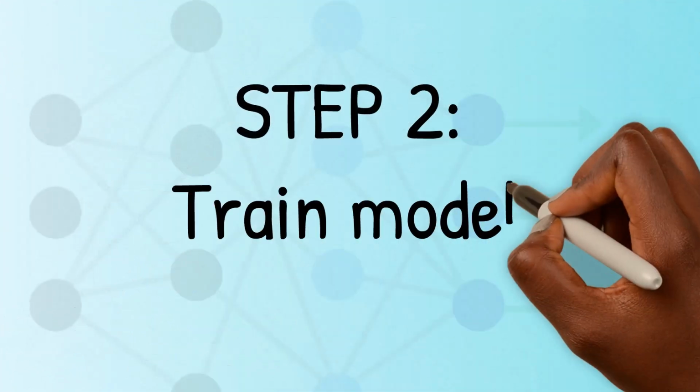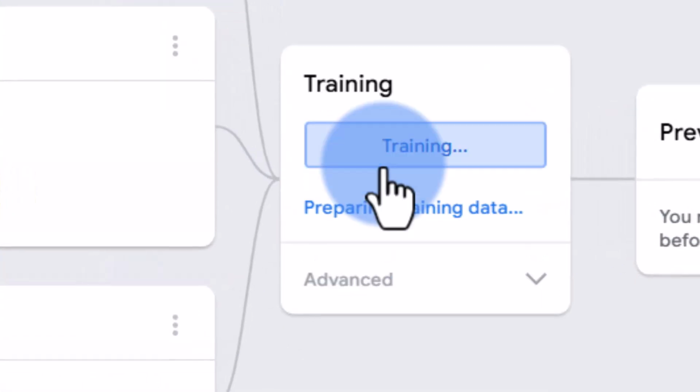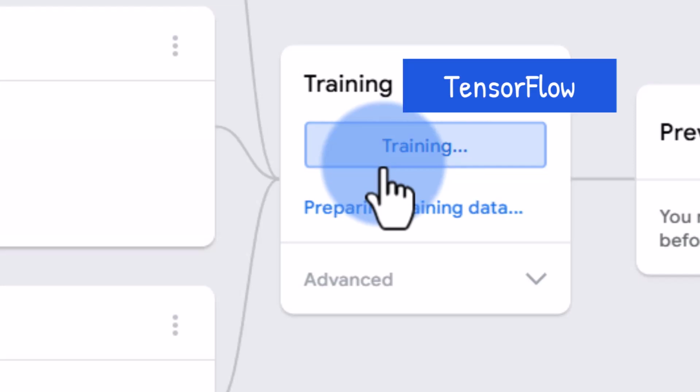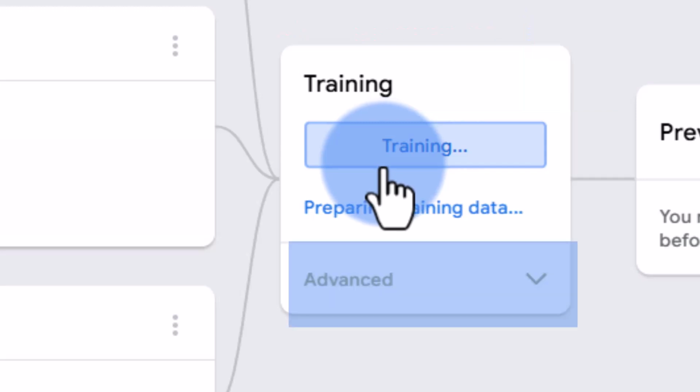Step 2, let's train our model. Once you've gathered your data, click Train Model. What's happening here is that a powerful AI tool called TensorFlow is working hard to teach the computer how to recognize the fruits. The model is being built for you right here in the browser, so please don't close your browser window. This might take a little time, so feel free to grab a snack if you're following along. You can click Advanced to learn more about how the magic works, but today we are keeping it very simple.